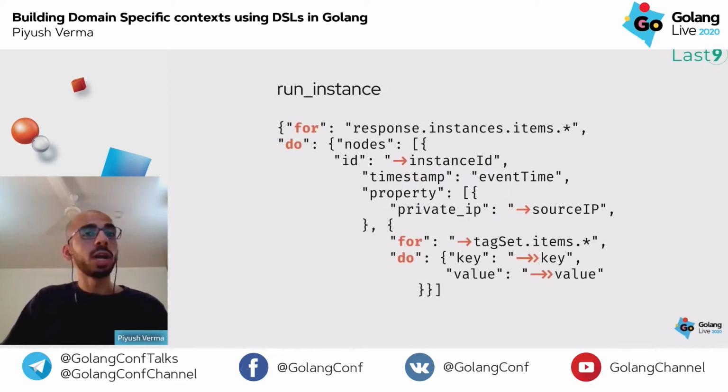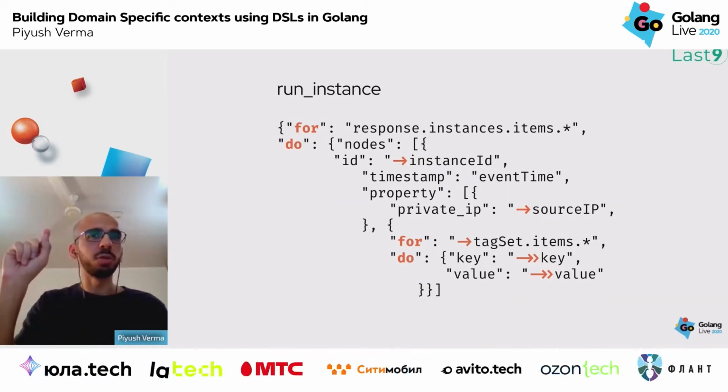We introduce for and do as the top-level constructs, where what we say is: for anything that came in response.items, do this block. And the small resolution operator means that I have to look for this key not at the top level, but inside the block. We go in, we find the source IP inside the block.